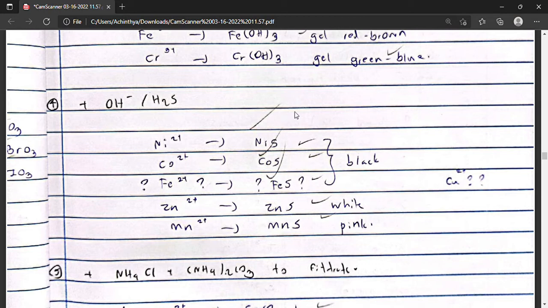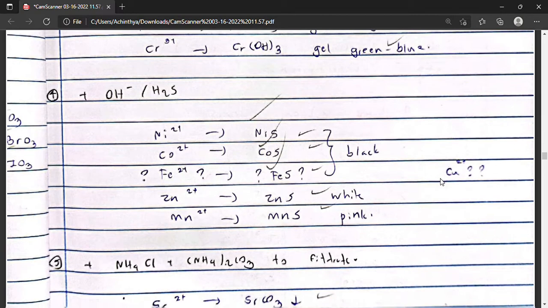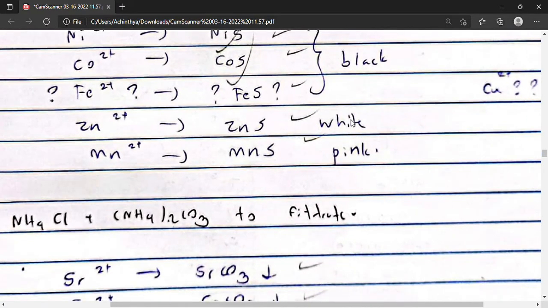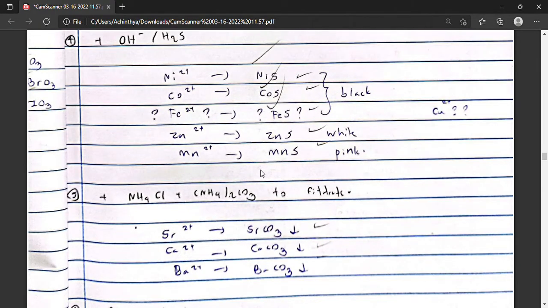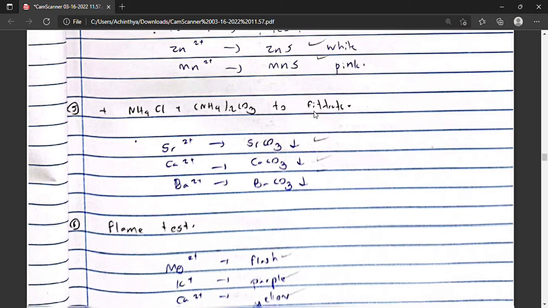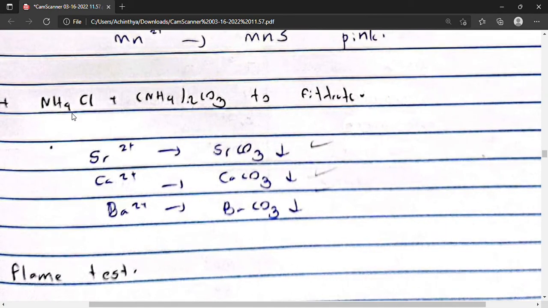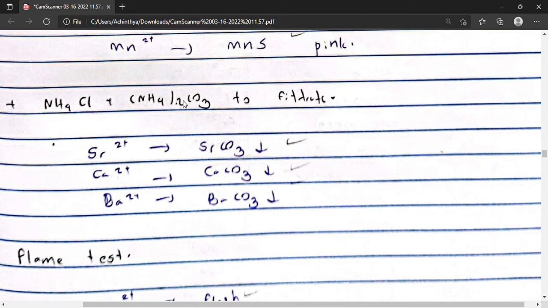And thus we can identify the presence of either nickel ions, cobalt ions, or cupric ions in the solution. If a white precipitate is formed, we can easily identify that it is due to the presence of zinc ions in the solution. And if we obtain a pink sulfide precipitate, we can identify that it is due to manganese ions present in the solution. Then we filter these precipitates if any formed, and to the filtrate we add ammonium chloride and ammonium carbonate.